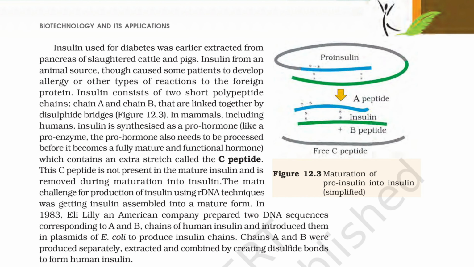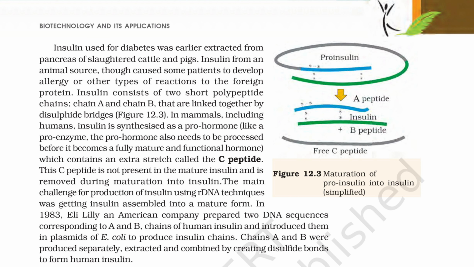Why? Insulin used for diabetes was earlier extracted from the pancreas of slaughtered cattle and pigs. Insulin from an animal source, though, caused some patients to develop allergy or other types of reactions to the foreign protein. Insulin consists of two short polypeptide chains, chain A and chain B, that are linked together by disulfide bridges.